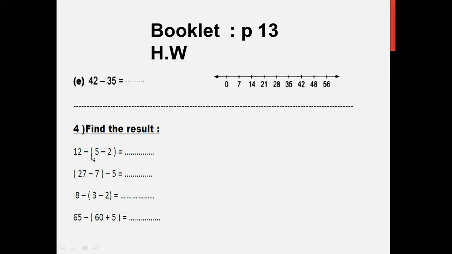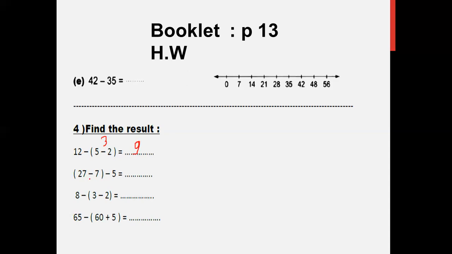In here, find the result. 12 minus (5 minus 2). At the first, you must solve the number between brackets, okay? 5 minus 2 equals 3. 12 minus 3 equals 9.